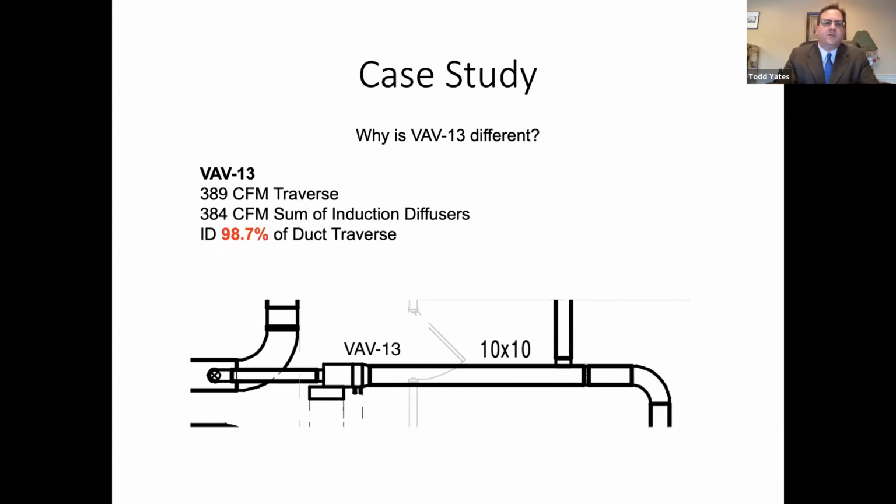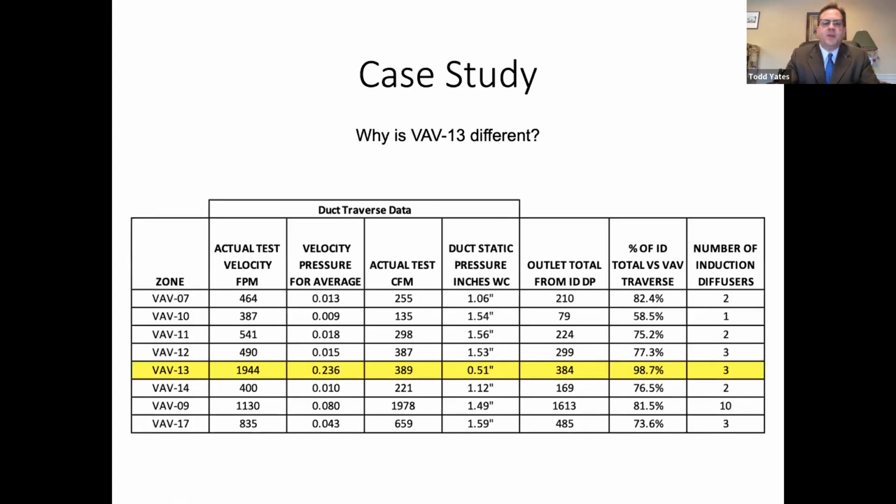So our traverse was 389 CFM. The sum of our induction diffusers was 384 CFM, virtually exact. You could take the same reading twice and come up with more difference than that. So, why is that? What's different about this one?